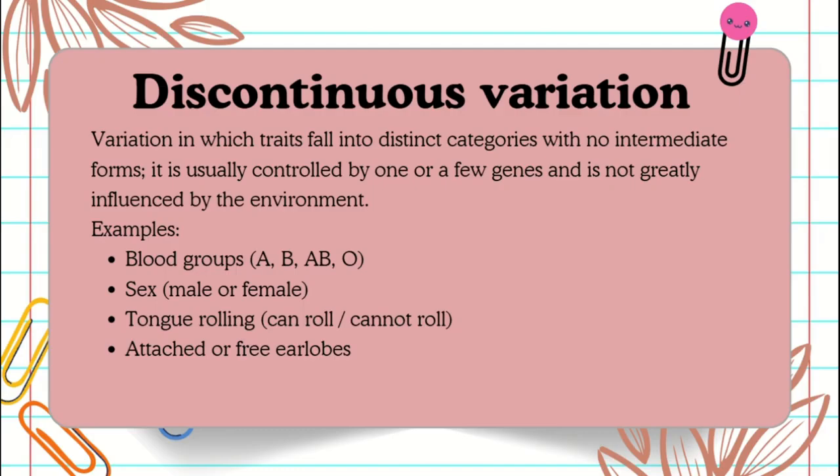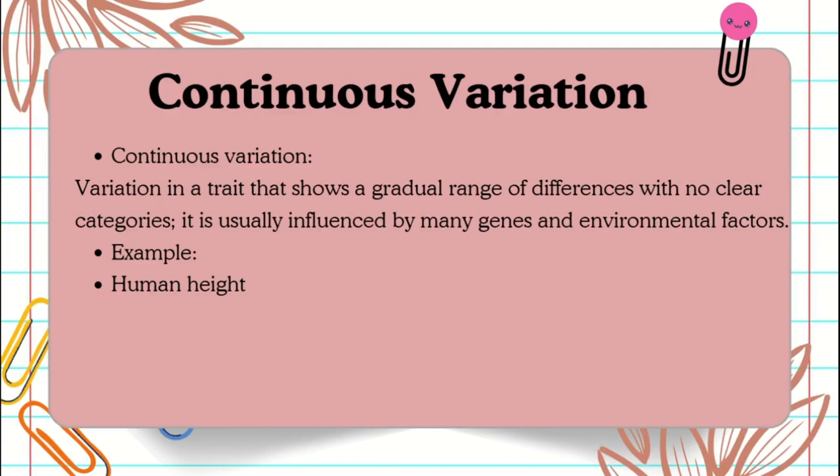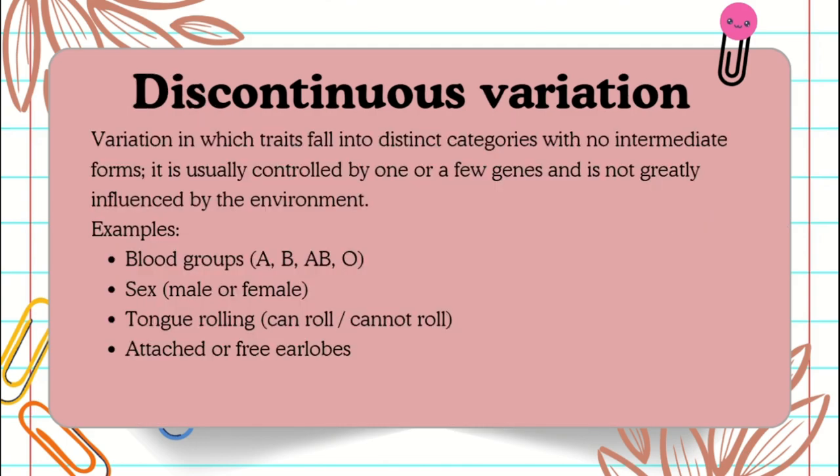So in continuous variation, there was room for ambiguity, meaning that somebody might be 5'1", 5'2", or 5 point something. But the point is that there's no clear-cut category to say, okay, you have to be this or you have to be that.